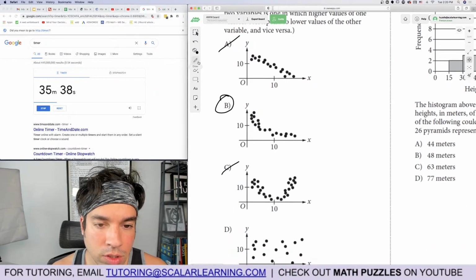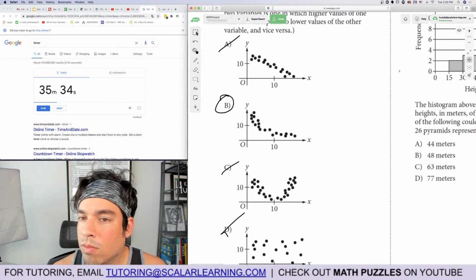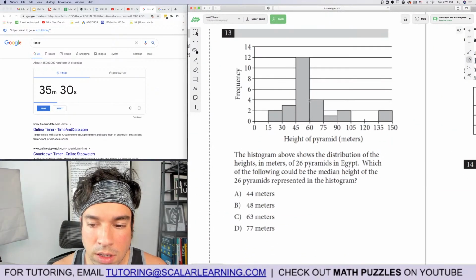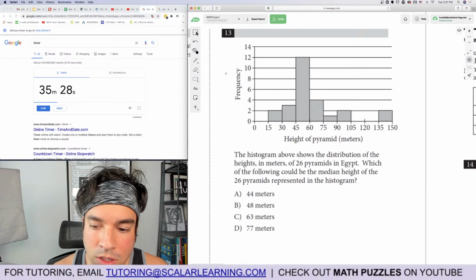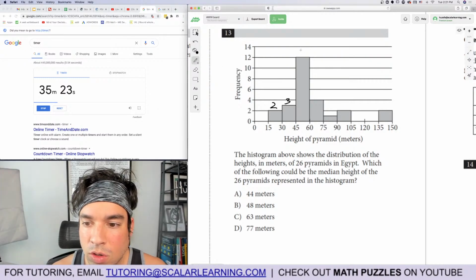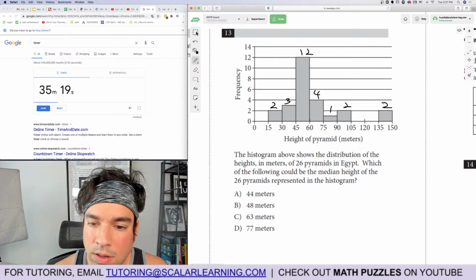And that's no association. So it would be this guy. It says not linear, right? Yeah. 13. The histogram above shows the distribution of heights in meters of 26 pyramids in Egypt. This is what I like to do: 2, 3, 12, 4, 1, 2, and 2. Now we have the things.